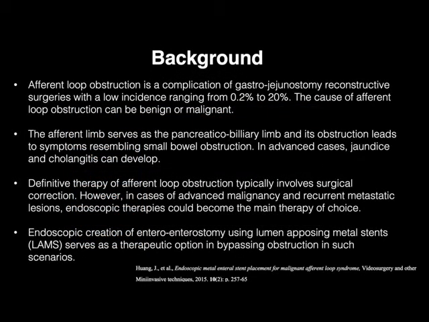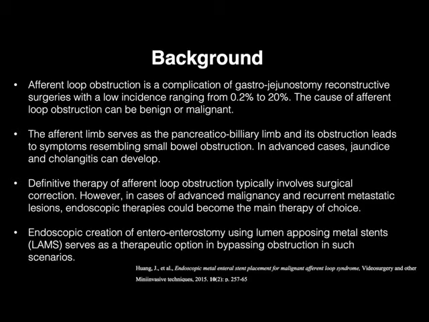Afferent loop obstruction is a complication of gastrojejunostomy reconstructive surgeries with a low incidence ranging from 0.2% to 20%. The cause of afferent loop obstruction can be benign or malignant. The afferent limb serves as the pancreaticobiliary limb, and its obstruction leads to symptoms resembling small bowel obstruction. In advanced cases, jaundice and cholangitis can develop.